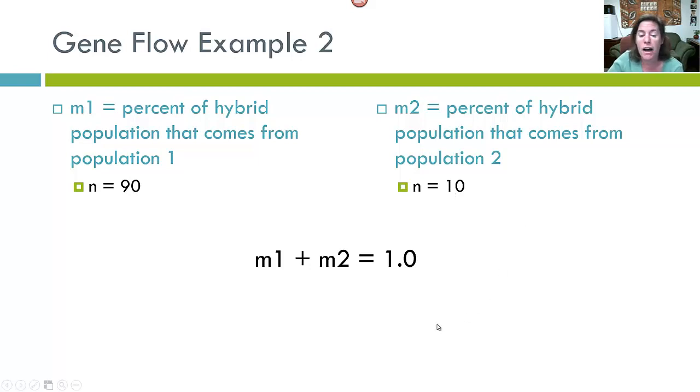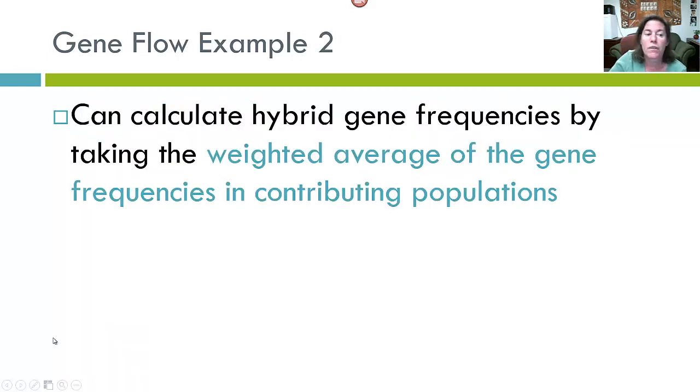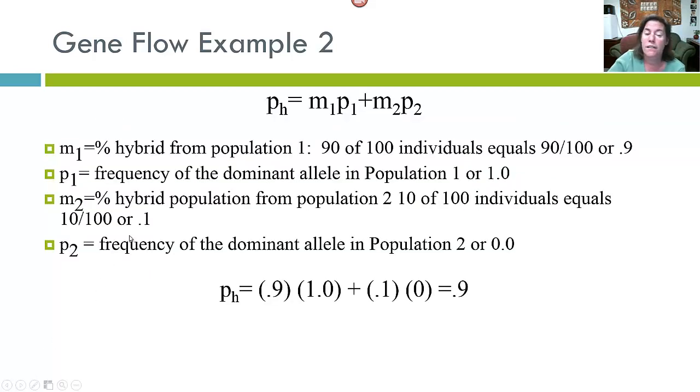The thing to keep in mind is M1 and M2 are always going to equal 1. So the next thing that I want to mention is that we now calculate hybrid gene frequencies by taking what's called the weighted average of the gene frequencies in the contributing populations. We basically calculate the weighted average of the gene frequencies in population 1 and population 2. This is how we do it.